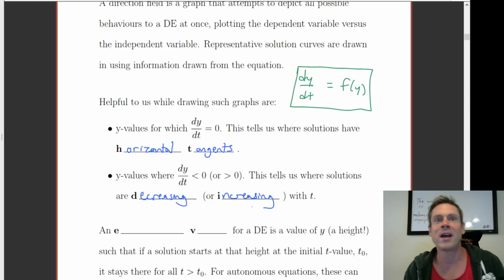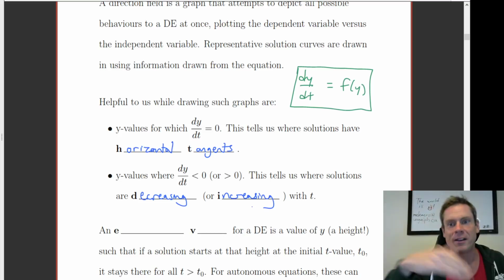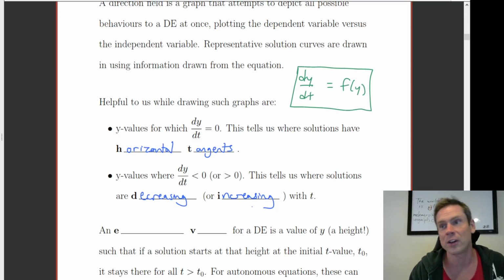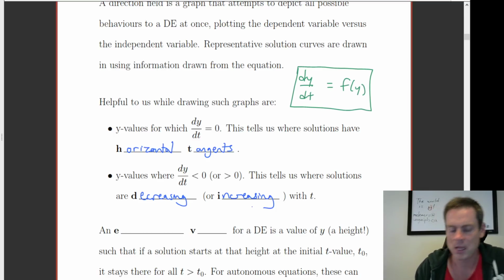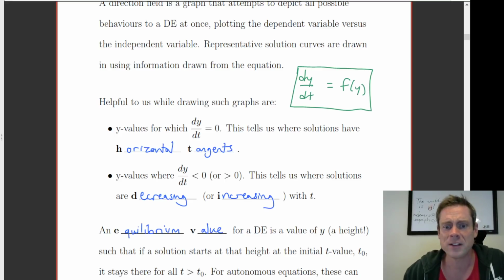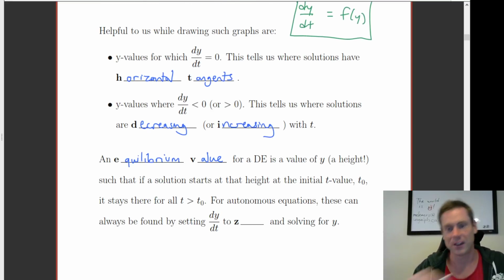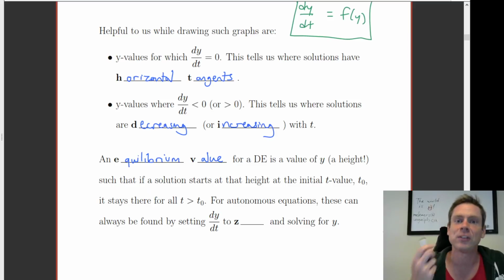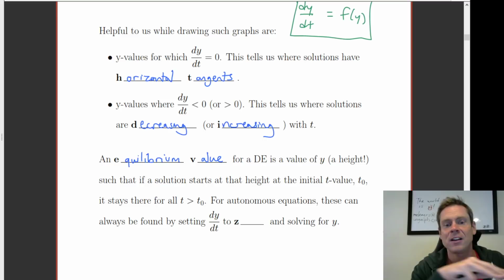And if the f of y is negative, that says dy by dt is a negative thing, the slope of the solutions is negative. And so the solutions are decreasing, okay? Down here, this kind of speaks to what I had just said above, but an equilibrium value for a differential equation is a value of y, think of it as a height, such that if a solution starts at that height, at the initial t value, it stays there for all time.